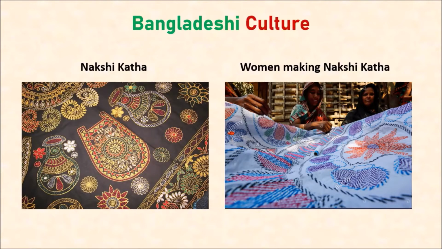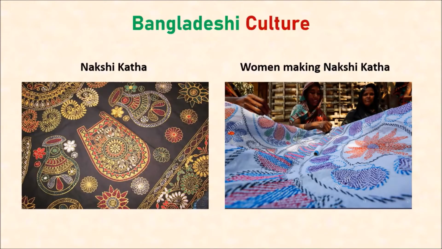But here, what we need to understand is, in Nokshikatha, you cannot see a modern day car or a bike. Rather, you will see the kulshi, birds, animals, flowers, and the things which bear the testimony of rural culture and the culture of women folk in rural area.